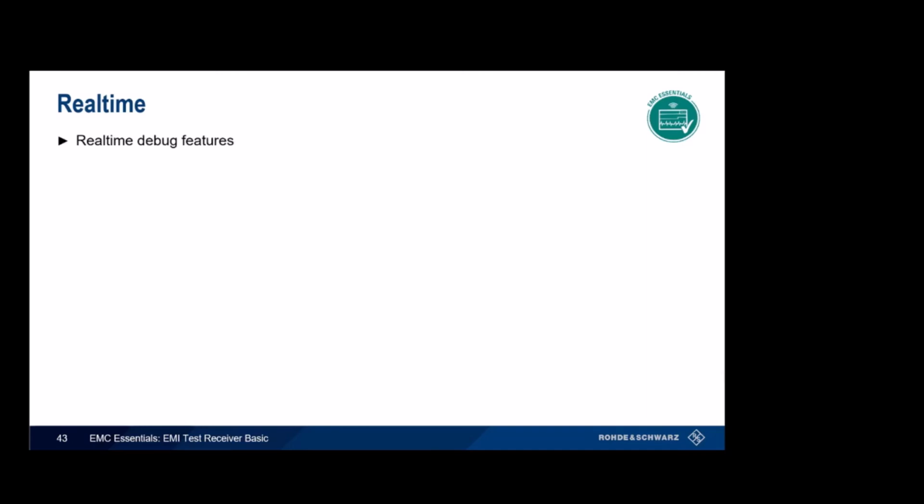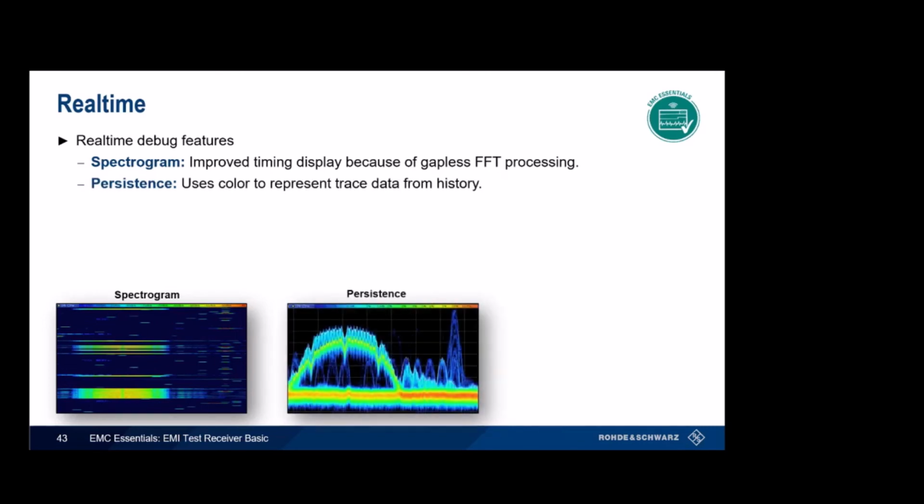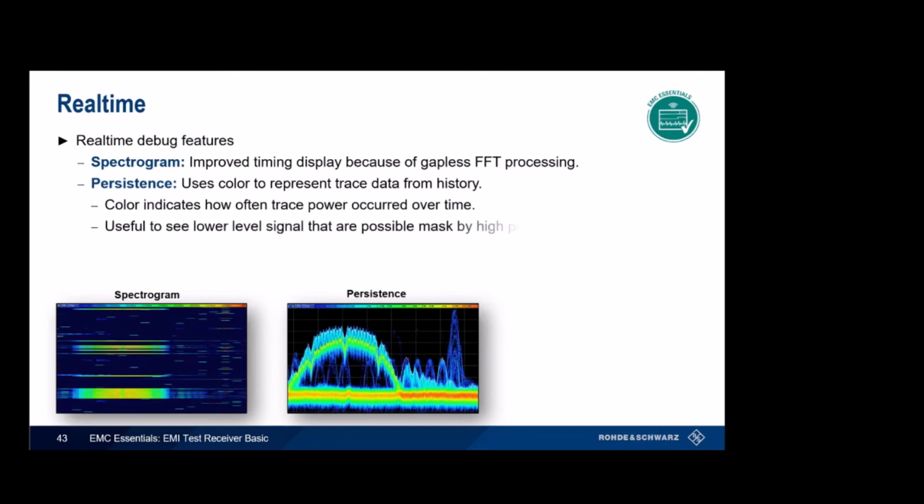RealTime's debug features are that it has a spectrogram. Unlike the last spectrogram, this one is continuous with no gaps, so it's gapless. It has a persistence mode, which is where it takes the spectrum view and overlays it with color coding, and the color indicates how often the trace power occurs over time. This is very useful for seeing signals that are hidden underneath the peak power or other higher power signals.